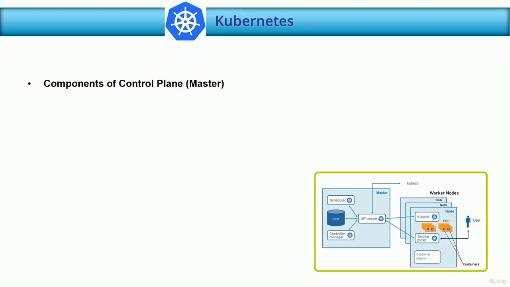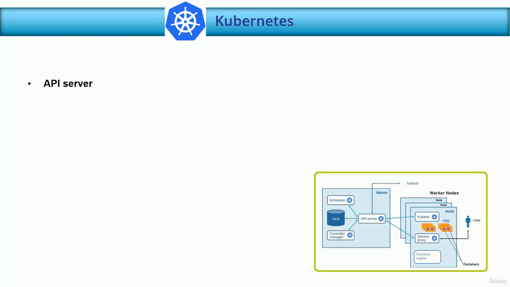In this lecture, I will discuss the components of the control plane, or the master node. If you remember, when I was discussing the architecture of the Kubernetes cluster, I had already discussed all these components. So let's discuss one more time. Here we have all the components of the master node: the API server, etcd database, scheduler and the controller manager. So let's start one by one.